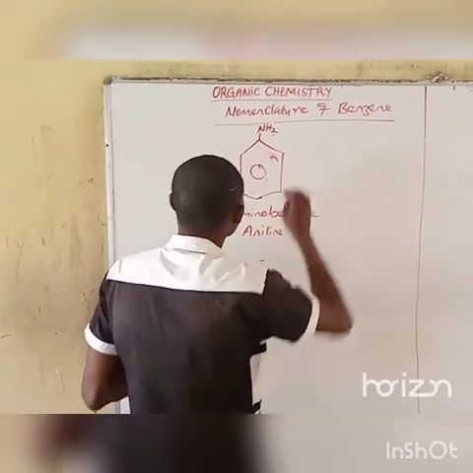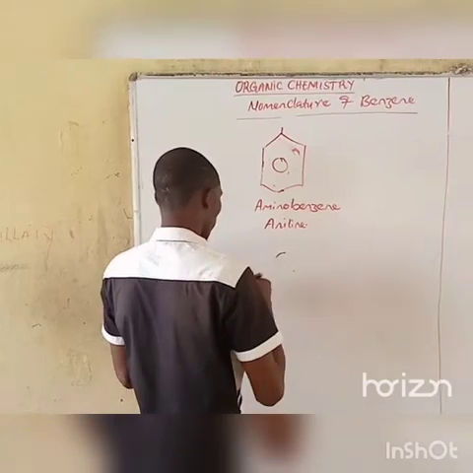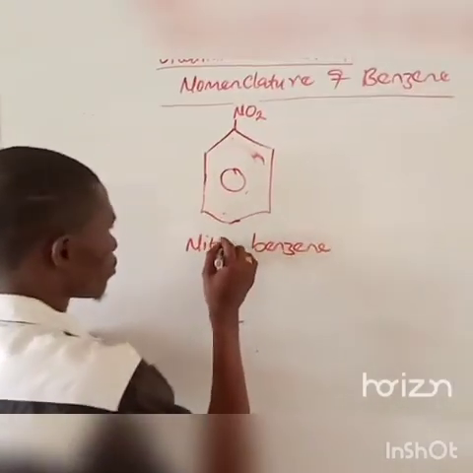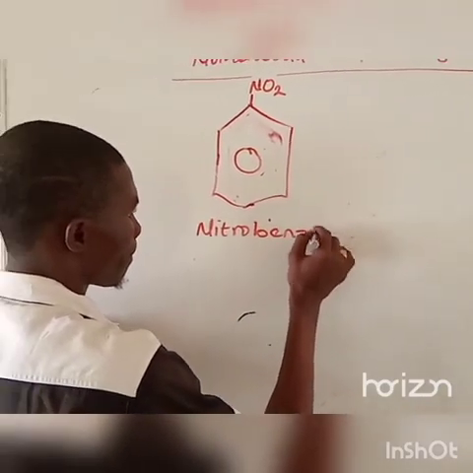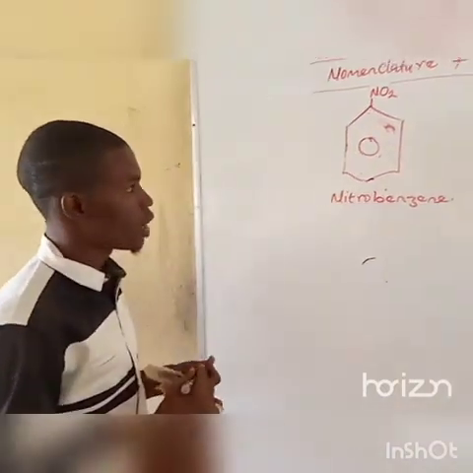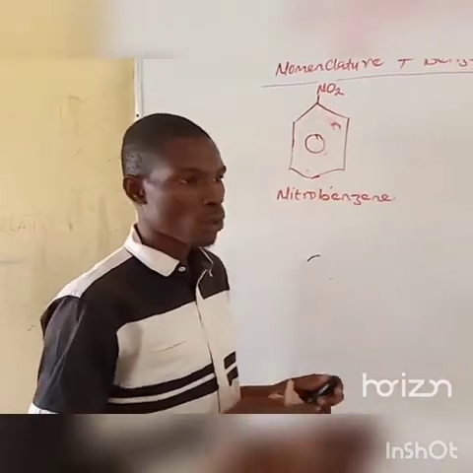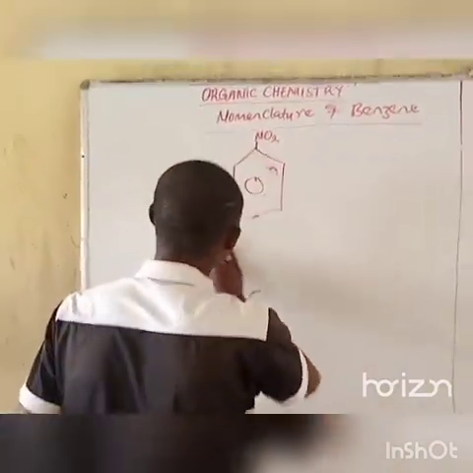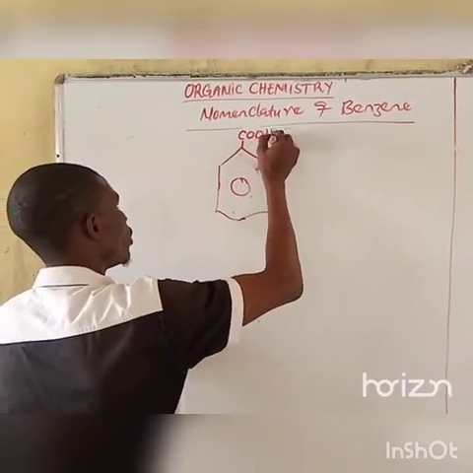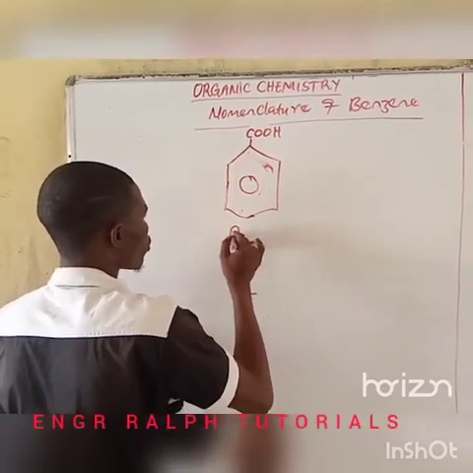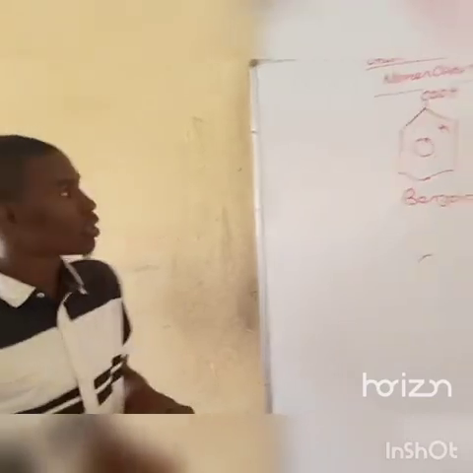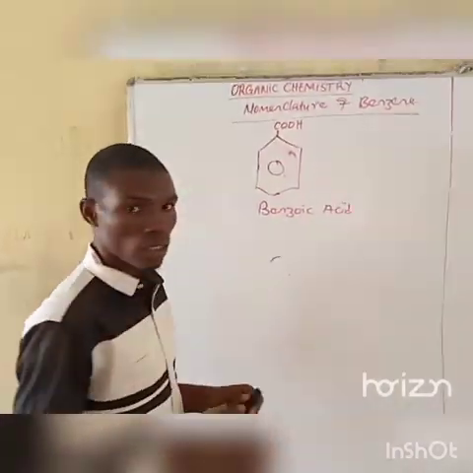Then we have another benzene derivative attached to NO2. This one is called nitrobenzene. I don't know if it has a trivial name, but I know it's called nitrobenzene. Then we also have benzene attached to COOH. This one is called benzoic acid, a benzene attached to a carboxylic group.